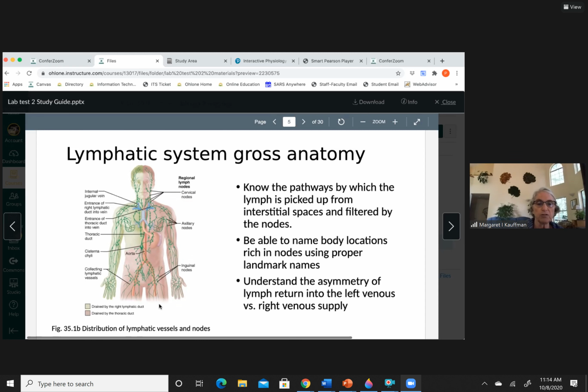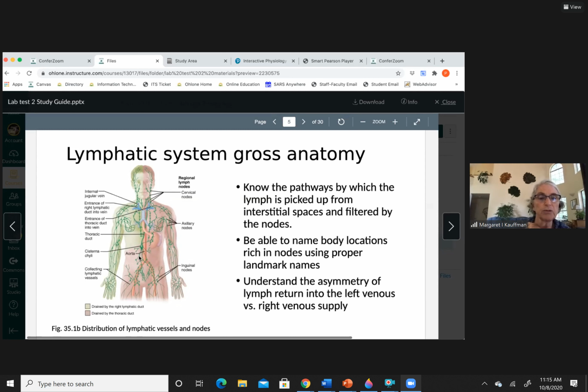Now in the legs, they don't show the legs here. You have, like the arms, very few lymph nodes. So the massive numbers of them are going to be in these inguinal areas to filter the draining lymph from the legs. So know these locations using landmark terms like inguinal, axillary, cervical, and vertebral areas here, and of course the thorax and the abdomen.